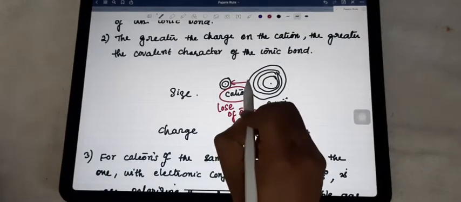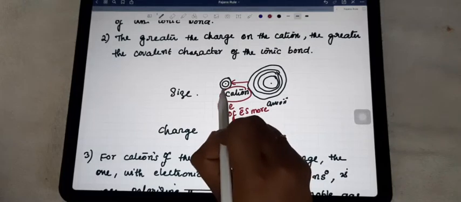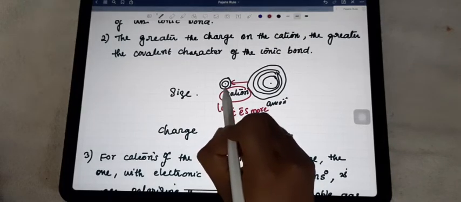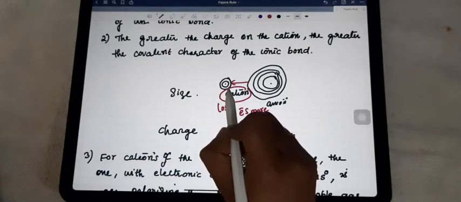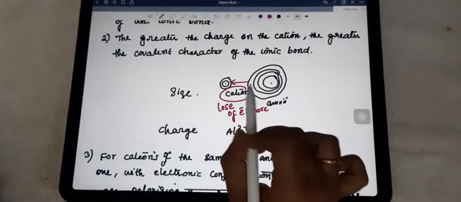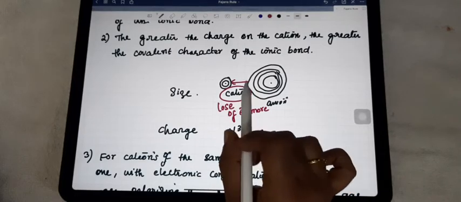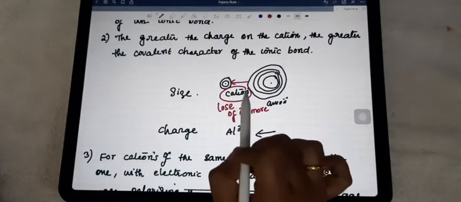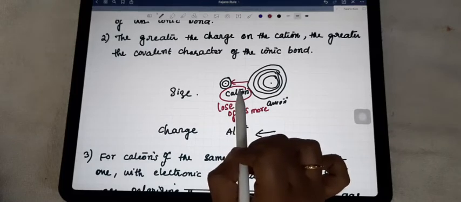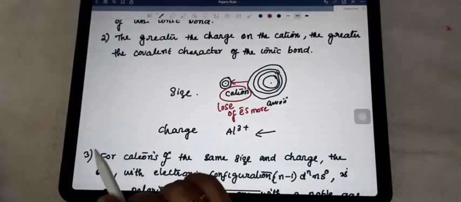It will pull the electronic charge from this anion to the cation, because the cation has the greater charge, as it loses a large number of electrons. So automatically it creates the pulling and creates the connection between this anion and cation. Right? That's why we are saying that in this case, when the charge of the cation is greater, that situation also develops greater covalent character of an ionic bond.